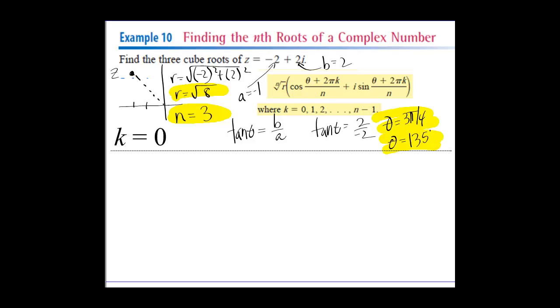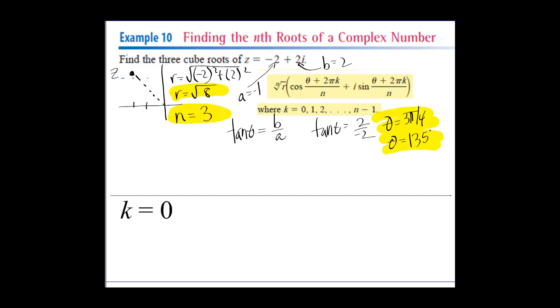So before we begin plugging in numbers, let's get this z into trig form. So we've got z is equal to r, which we said was the square root of 8, or 2 root 2, times cosine of 135 degrees plus I sine 135 degrees.